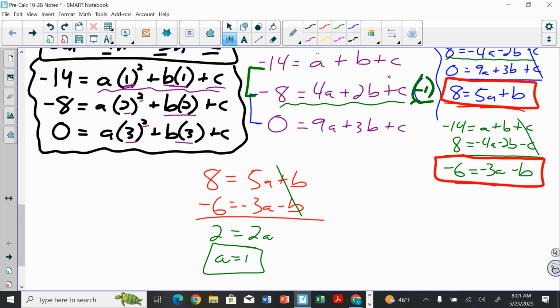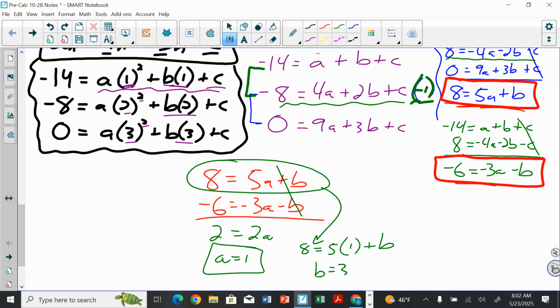All right, so I know that A equals 1. Now I can go back and use one of these original equations right here. 8 equals 5A plus B. If I do that and say, all right, 8 equals 5 times 1, right? Because I know A is 1, plus B, I can find B equal to 3 here by just subtracting that 5. So now I've been able to solve for 2 of them, 1 and 3 for A and B.